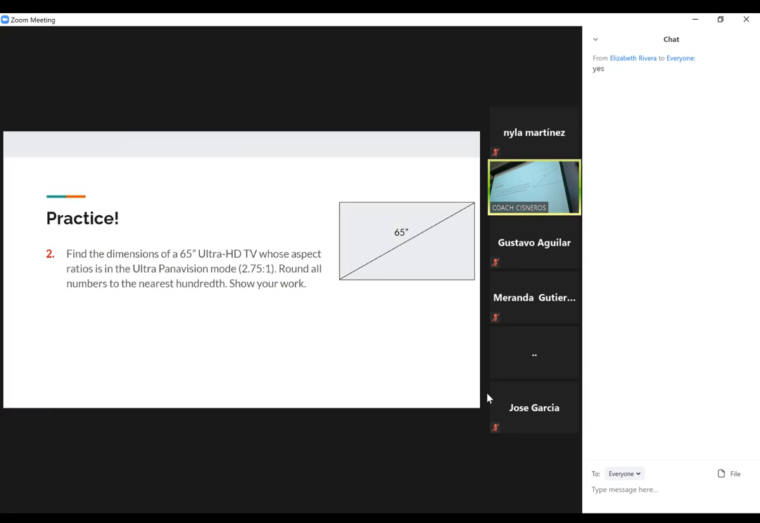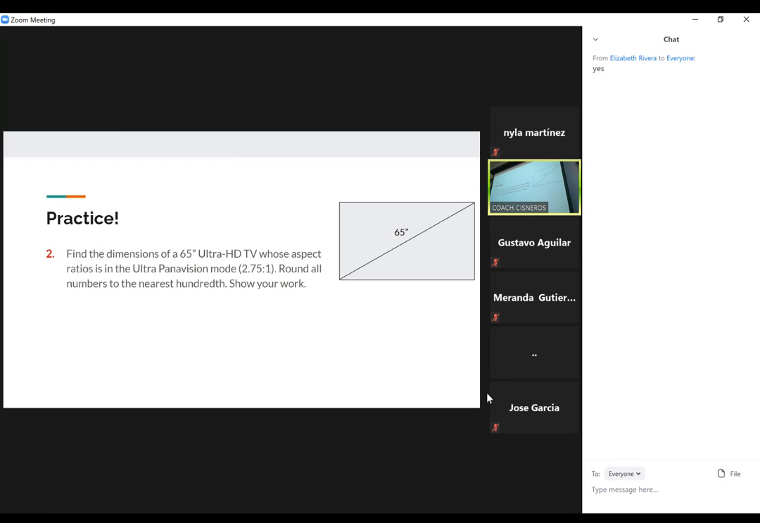Find the dimensions of a 65-inch Ultra HD, a big new fancy TV whose aspect ratio is in the Ultra Panavision mode, which is 2.75 to 1. This is still in your homework, number 2. This is all your homework. I'm doing these with you because you're here. People at home are going to have to do it. The people that don't come to class are going to have to do it on their own.